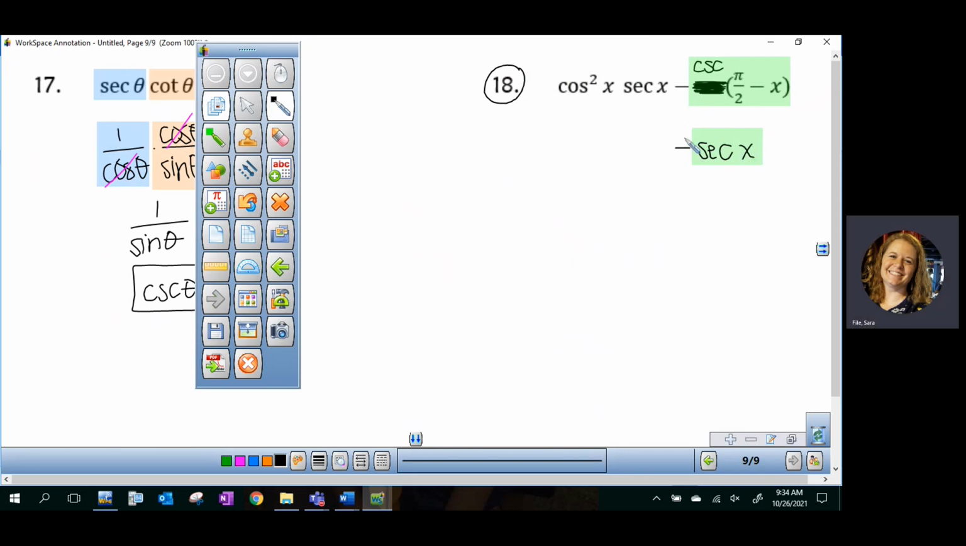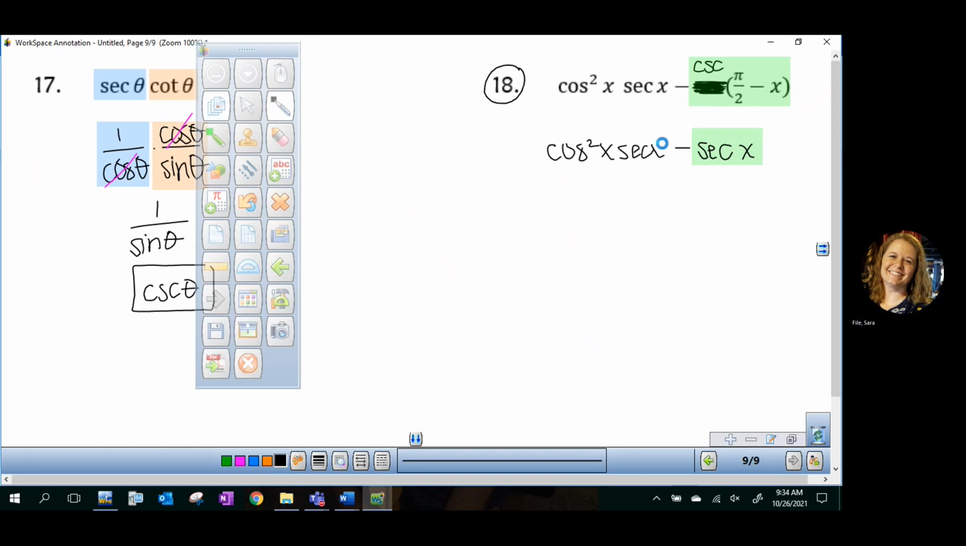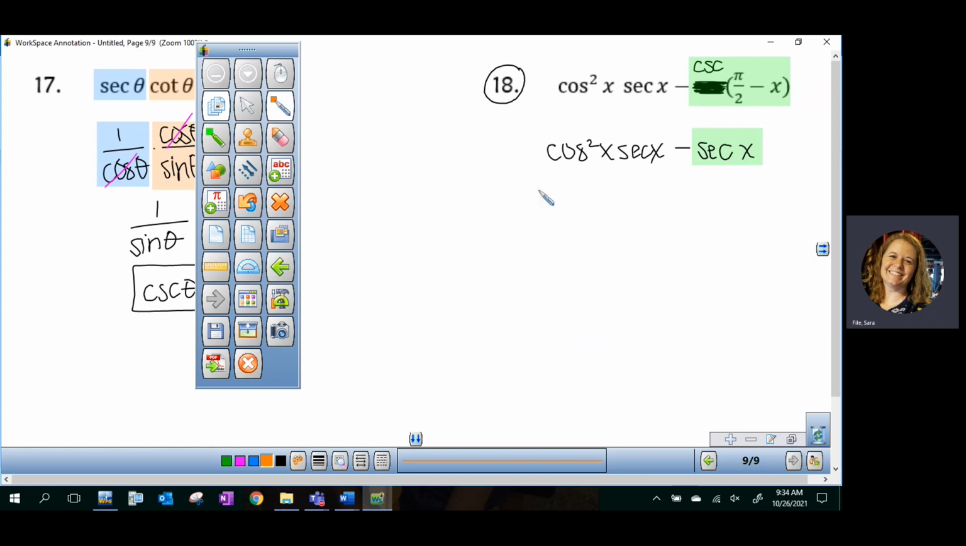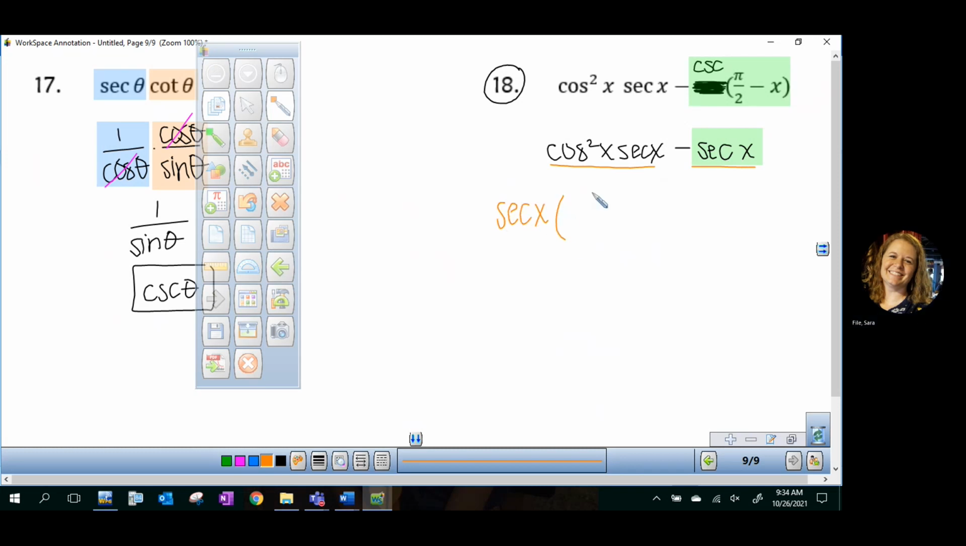Okay, and there's still a minus in front of it, and then there's all this still here. Now, both of these terms, this one minus this one, what do they have in common? They both have secant, so I can factor that out. That's going to leave me with cosine squared of x minus 1. Remember, when you're factoring, you're dividing it out. Secant divided by secant will leave you with a 1 right there.